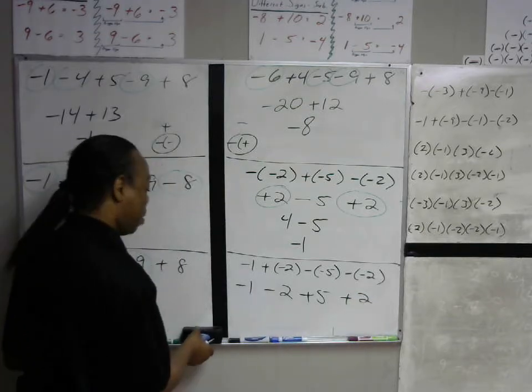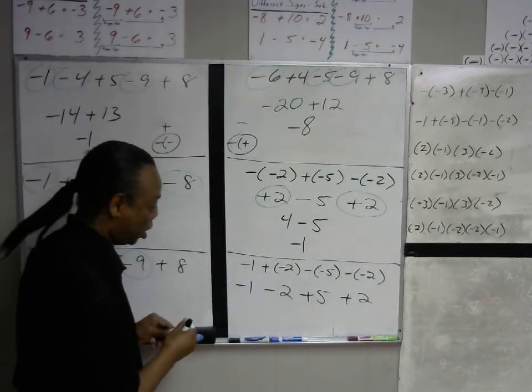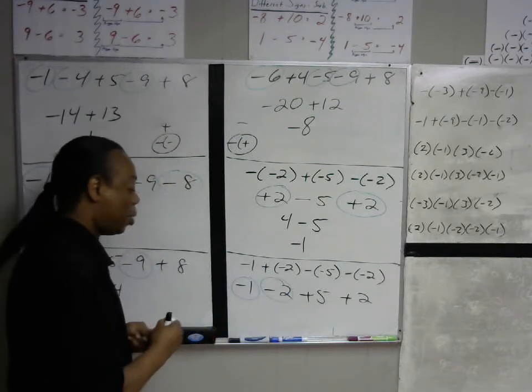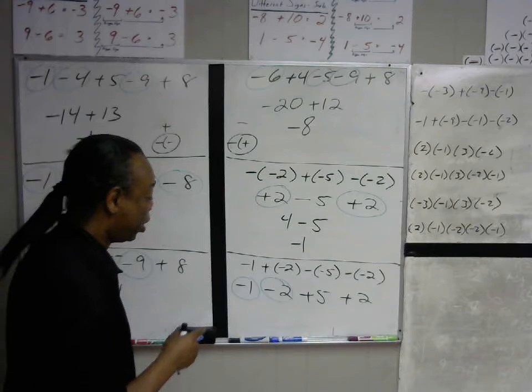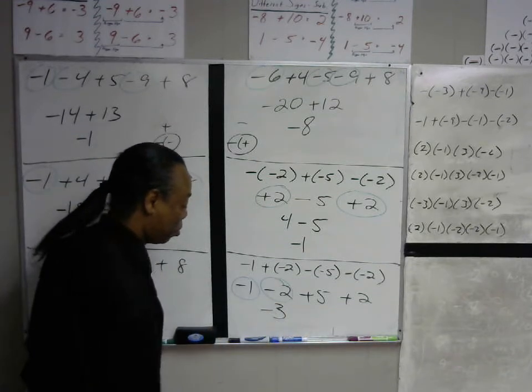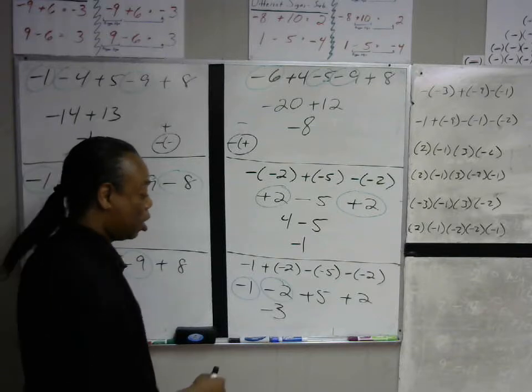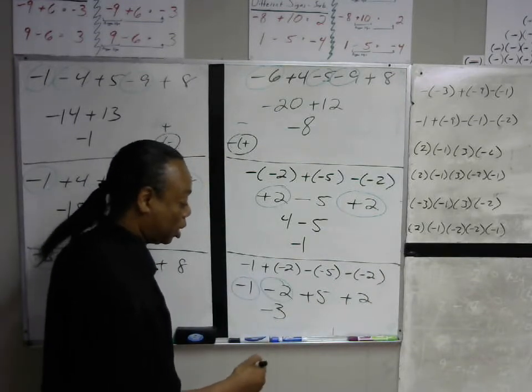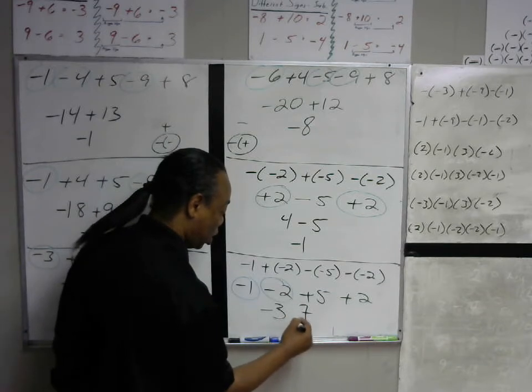Okay, now I'm going to look for same signs. I have same signs here. So I'm going to add those. The 1 and the 2, when you add those together, they give you 3, and it'll be a -3. Same signs add. The 5 and the 2 are same signs, both positive, so we'll add those and we'll get 7. And then we'll get +7.